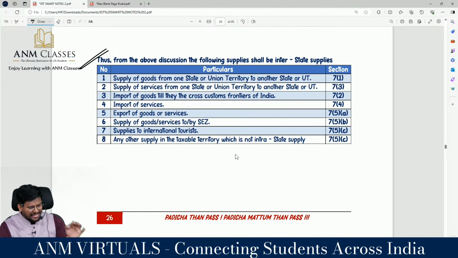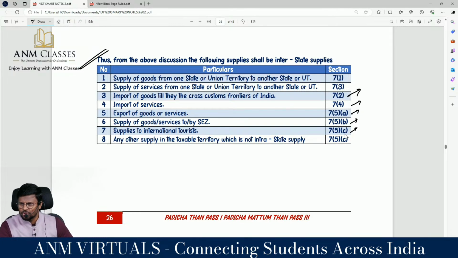Import of goods till they cross the customs frontier of India. As per 7.2, import of services is an interstate supply. As per 7 subsection 5, export of goods or services is an interstate supply. As per 7 subsection 5, supply of goods or services to or by an SEZ is an interstate supply. Supply to international tourists or others is 7 subsection 5 clause C.